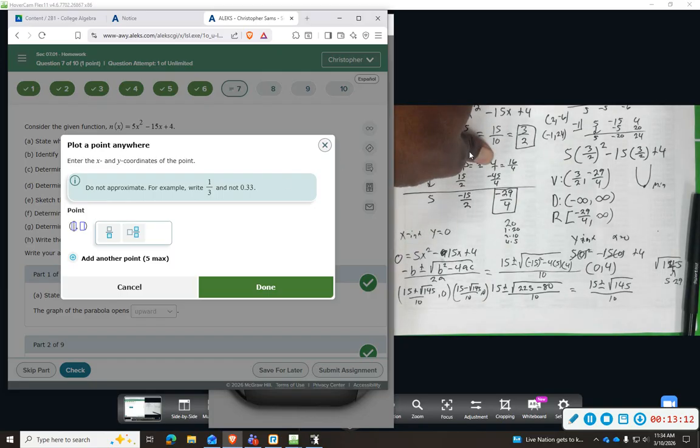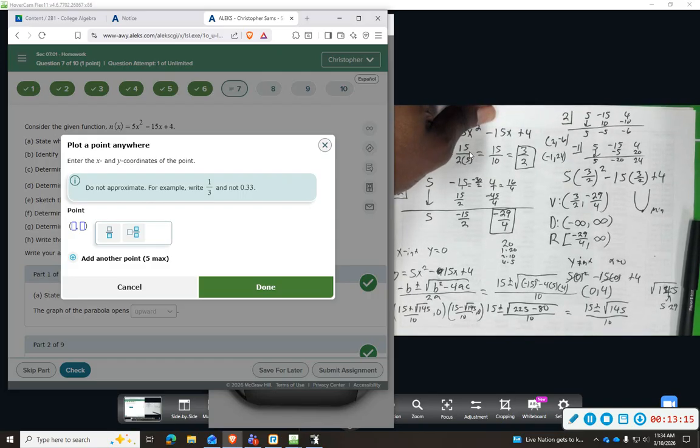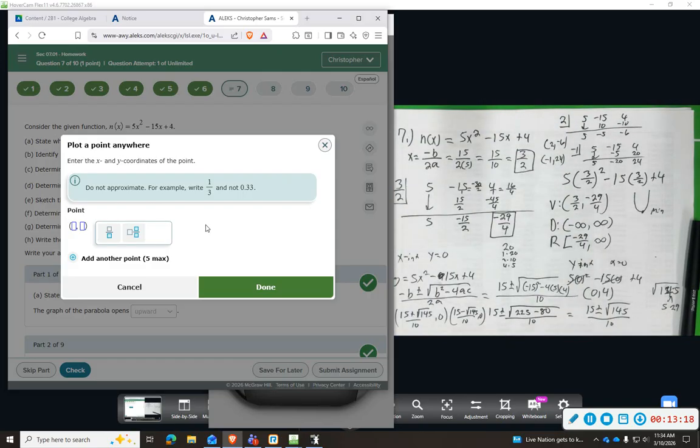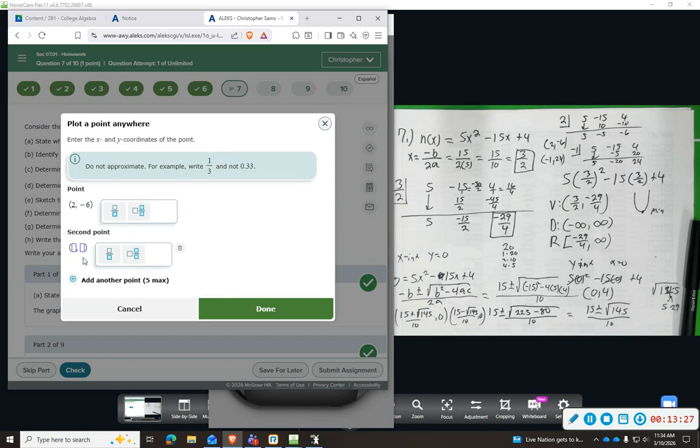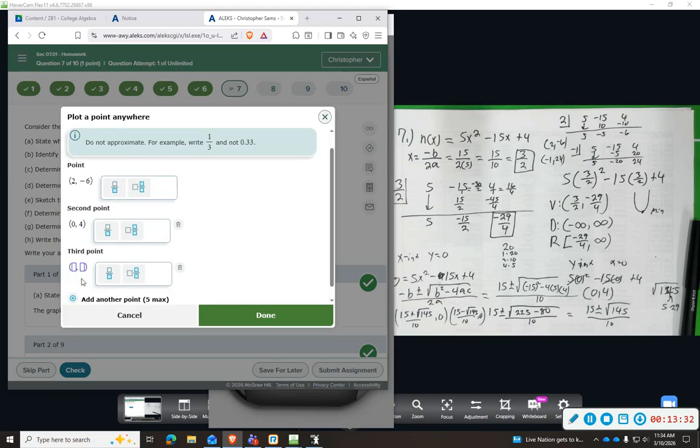I'm sorry, I couldn't see all of that, and I realized. So (2, -6). Add a point. (0, 4). Add a point. Really, I think all you need is 2 of them and it'll work. But, oh, that's a y-intercept. That's not even my vertex. I need to put my vertex on here. My vertex, I'm sorry, was the 3/2. I definitely want that point on there for sure.